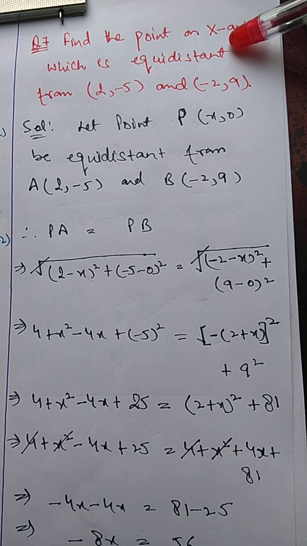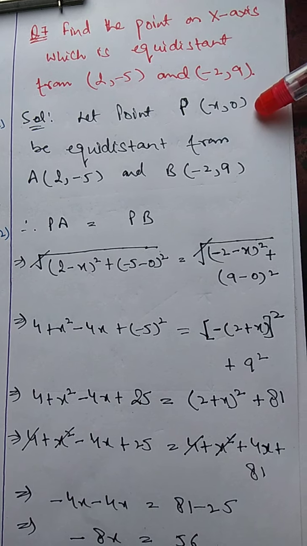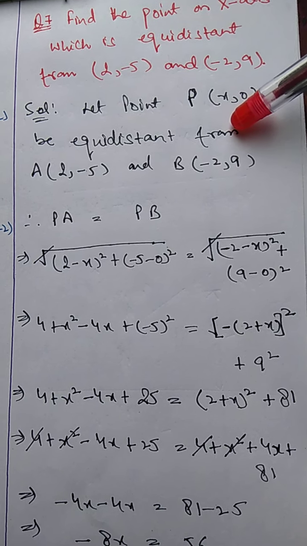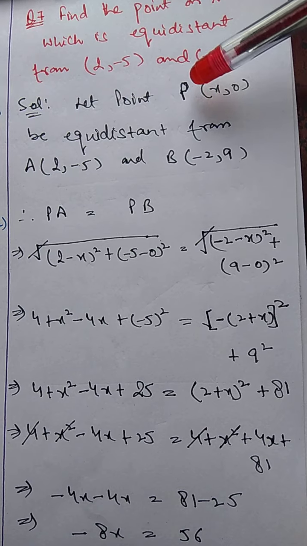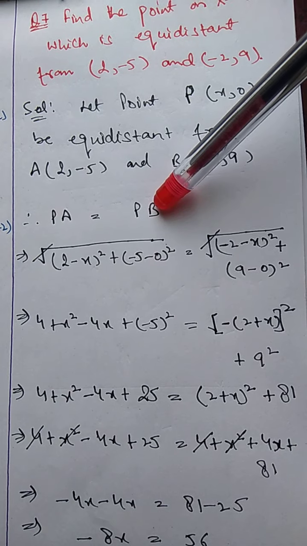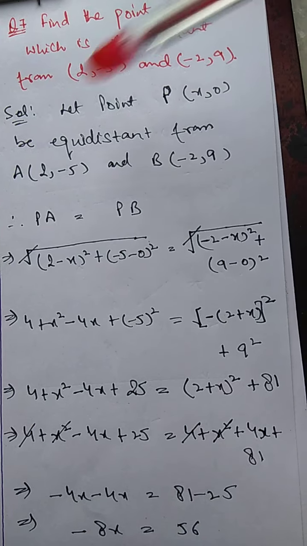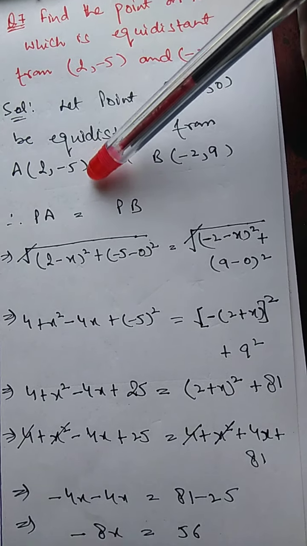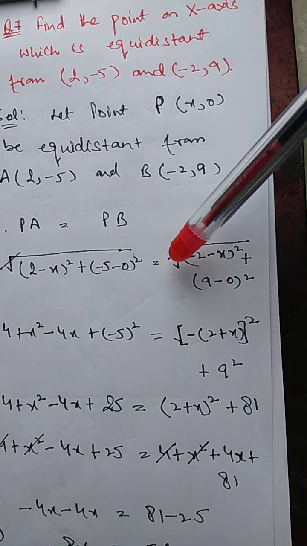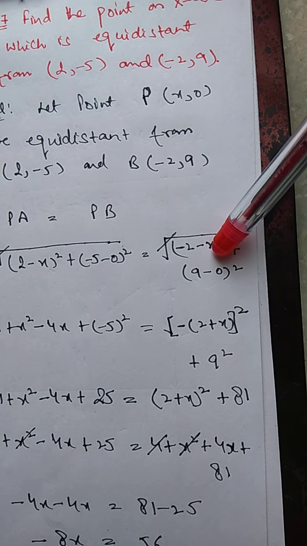Since the required point is on the x-axis, its y-coordinate should be 0. So let the point be P (x, 0), equidistant from the given points A and B. Since it is equidistant, the distance PA is the same as the distance PB, that is PA is equal to PB. By the distance formula, PA is the square root of (2 minus x) whole square plus (-5 minus 0) whole square. In the same way, PB is the square root of (-2 minus x) whole square plus (9 minus 0) whole square.